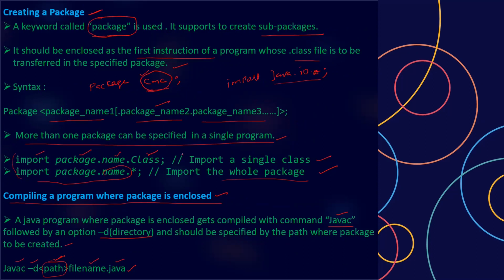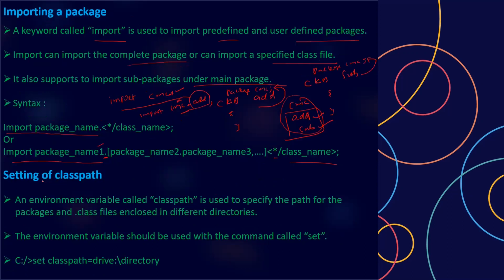You can see here, you can import a single class like this: import your package name dot class. Or if you want to import the complete package, you can say directly import package name dot star. All the dot class files present in that package will be imported with this second syntax. Is that point clear? Now, the last one is setting of class path.